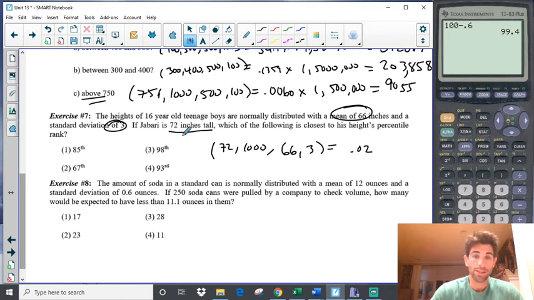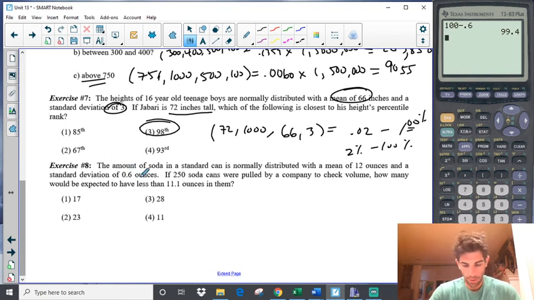Okay, now this person again is above the mean, so you're going to be subtracting from 1, and you're going to end up with the 98th percentile. Oh, I should be subtracting from 100, because it's 100%. So it's basically 100 minus 2%, so that's going to be the 98th percentile.